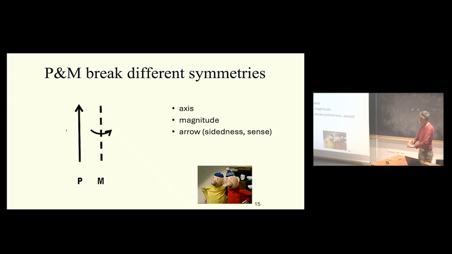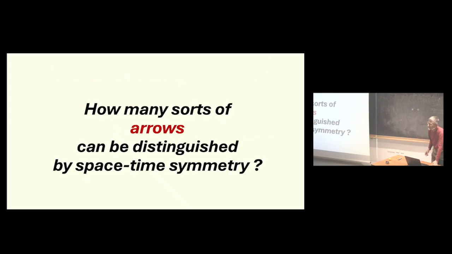Once upon a time, it's now more than 10 years, I was wondering how many such types of objects exist. Especially I noticed that both these things are vectors, so they define some axis in space, with some magnitude, and they have also some binary sense or arrow or something like that. And so the question which I was worrying about is how many sorts of arrows can be distinguished by space-time symmetry?